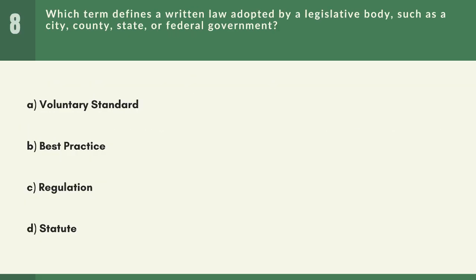Question 8. Which term defines a written law adopted by a legislative body, such as a city, county, state, or federal government? A. Voluntary standard. B. Best practice. C. Regulation. D. Statute.